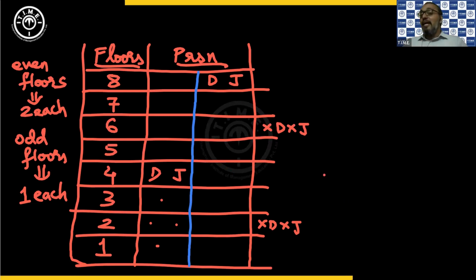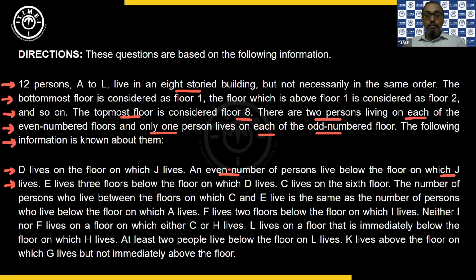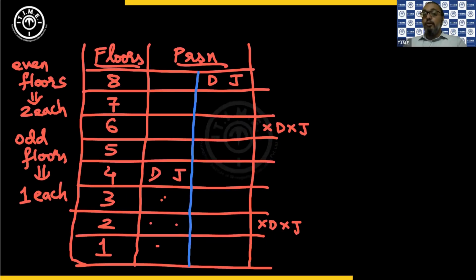See, always understand that in puzzles, minimum you will have 2 possibilities. Minimum. So with that as your mindset, you need to approach any question in puzzles. Okay, further. E lives 3 floors below the floor on which D lives. Okay, 3 floors below means you leave a gap of 2 floors. E will be in the 1st. Here you leave a gap of 2 floors. E will be in the 5th. So that's the only person in that floor because it's an odd number.